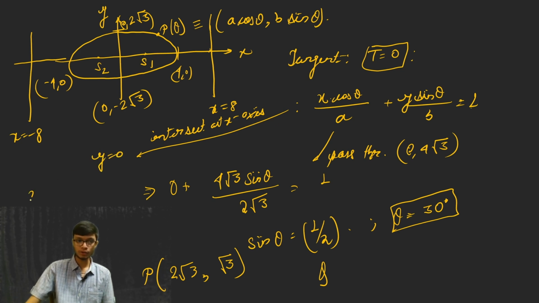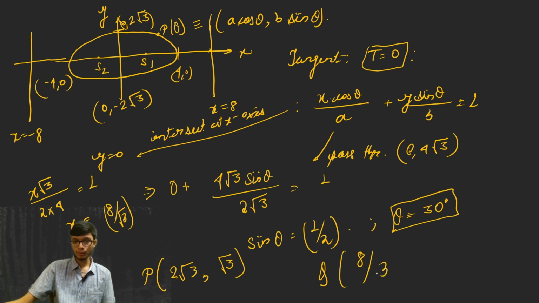So if you put y is equal to 0, you will get x as... okay, now we have already got the value of theta, so there is root 3 by 2 and into 4 is equal to 1. So from here I get the value of x as root 8 by root 3. So that's the value of x. Now for Q, I will get the relation as (8 by root 3, 0). Okay, so I got the value of point P and the Q point.